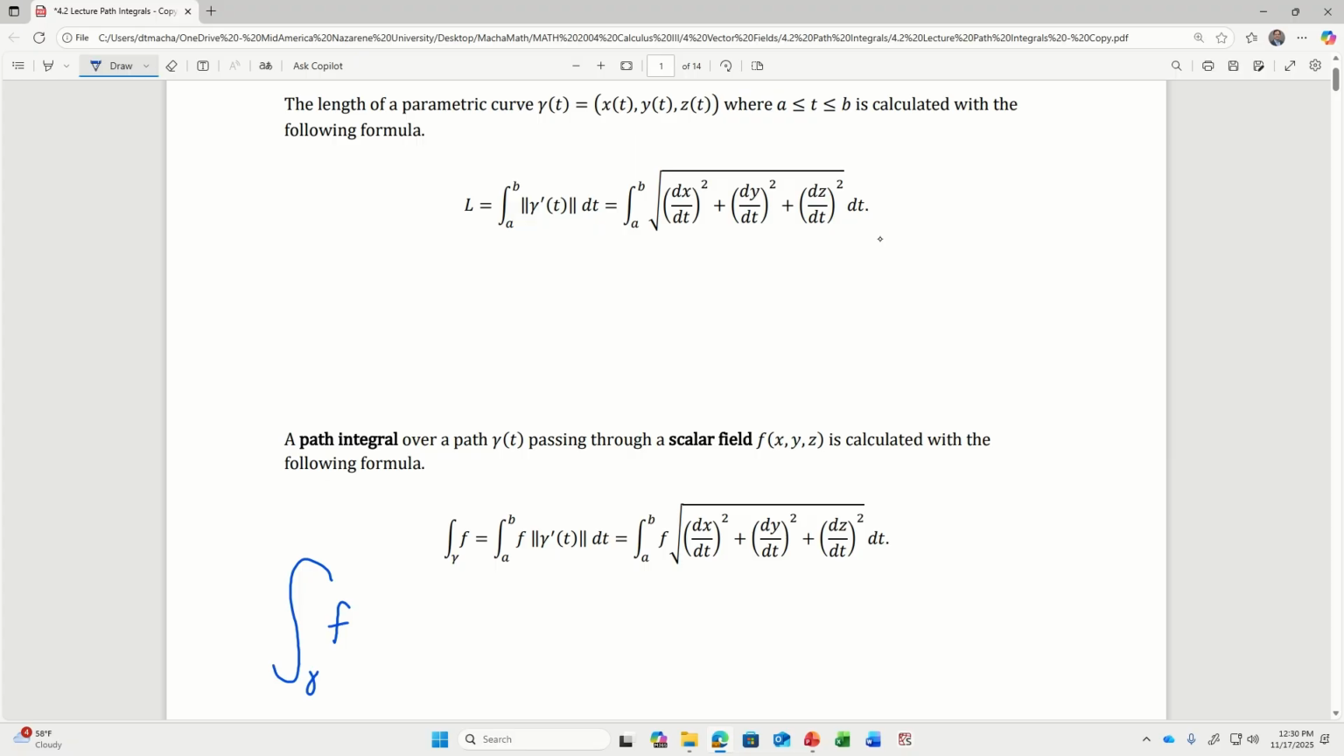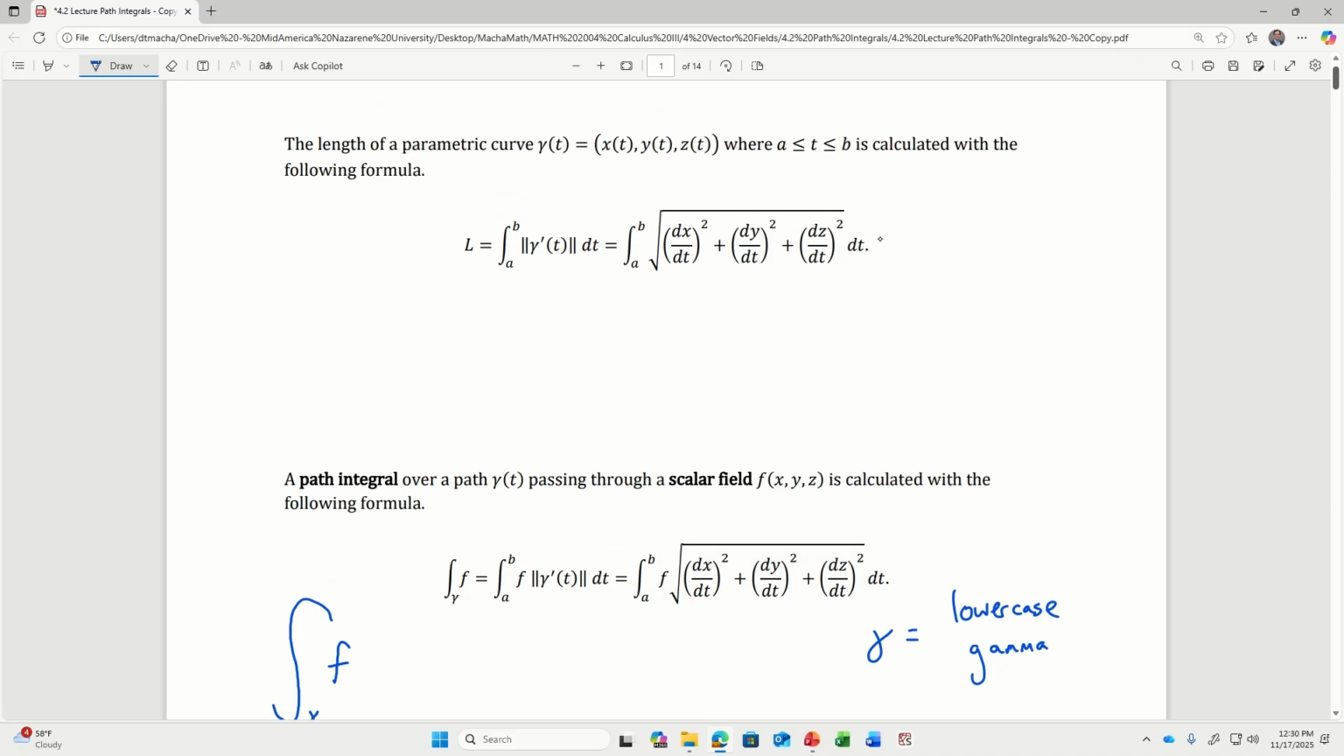This is a lowercase gamma, if you've never seen that before. It's a lowercase Greek letter gamma. And that is my preferred notation that we use when we talk about parametric curves in the context of path integrals. That's what I'm used to. Questions so far?